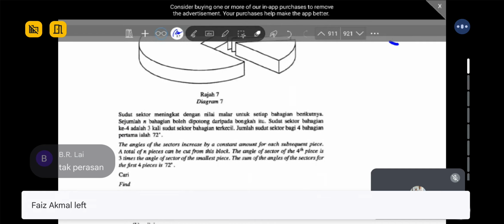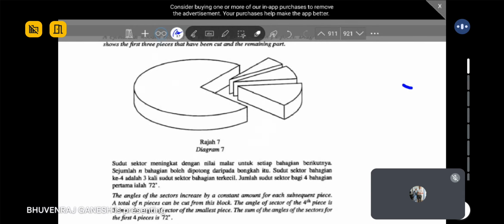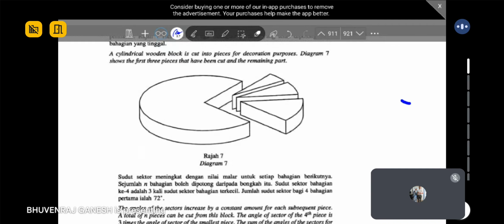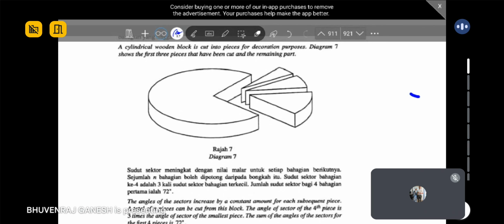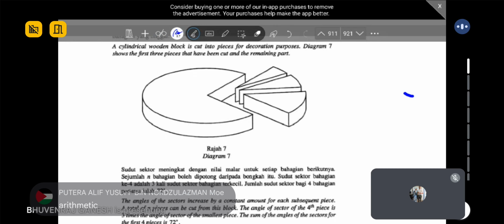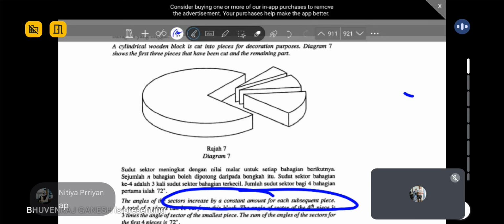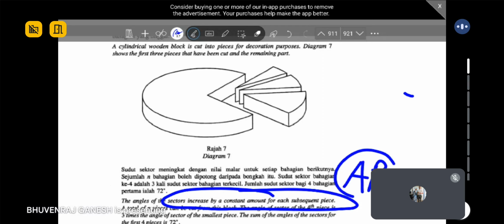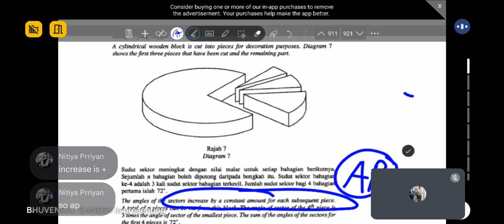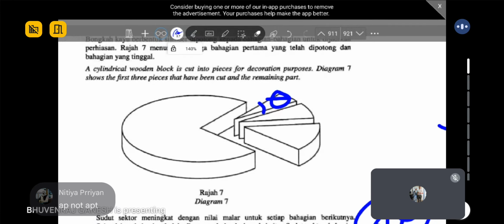Okay, so first question, guys. They ask you the angle of sector for the smallest piece. Kamu kena cari darjah, bahagian terkecil. So guys, if you see this question, is this arithmetic or geometric progression? May I know? AP or GP? You must kenal pasti dulu. Okay, so guys, you see the keyword over here. Increase by constant amount. Bertambah dengan nilai yang sama. So this is of course AP. Okay, so they ask you to find basically the smallest sector. This one. Mereka nak tahu sudut ni, guys. So that is the question.